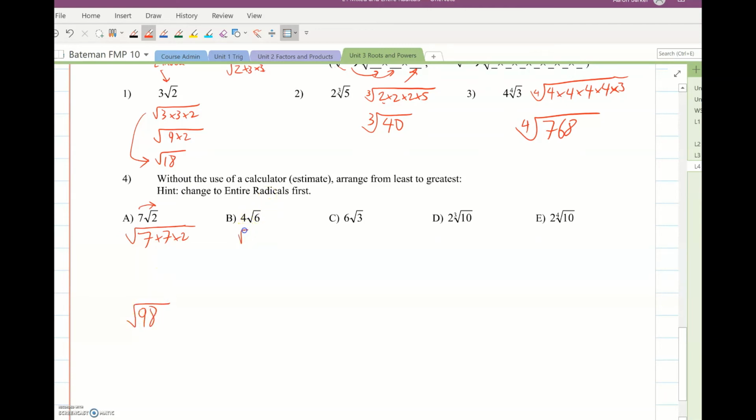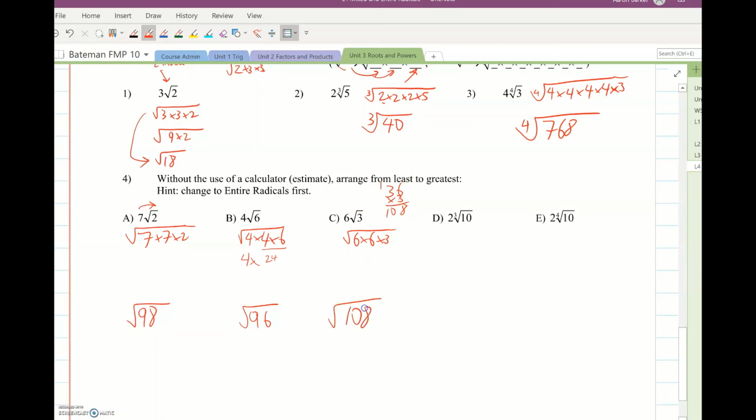Here, bring the 4 inside, so square root 4 times 4 times 6. And so you're going to get 16 times 6. Ooh, you know what? I'm going to do it this way. 4 times 6 is 24. 24 times 4, that would be 16. So 96. Okay. And then 6 root 3. So bring the 6 inside, square root 6 times 6, which is 36 times 3. So 36 times 3, 18 and 1, 9, 10, 108.